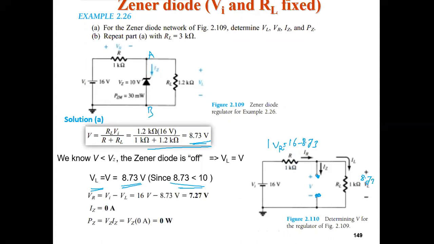So accordingly, you can calculate the other parameters which are asked. Your VR is equal to VI minus VL, or 7.23. And simply your IZ will be 0. And if it is asked to find out the current IR, so IR will be equal to, you got your VR, VR is 7.27, divided by this R, which is 1K. So you can calculate it.